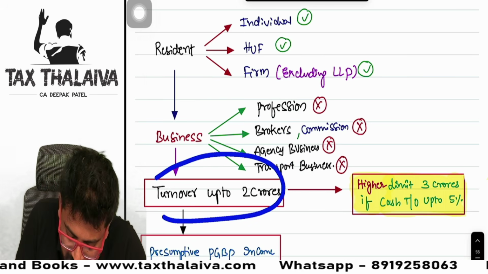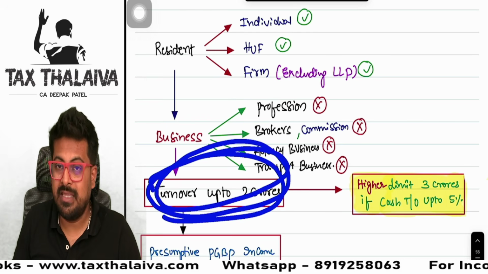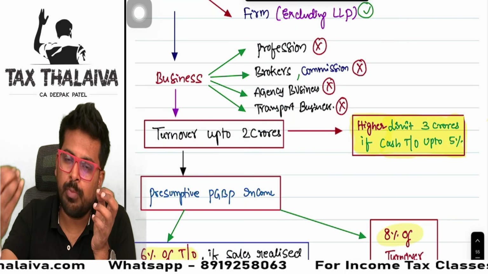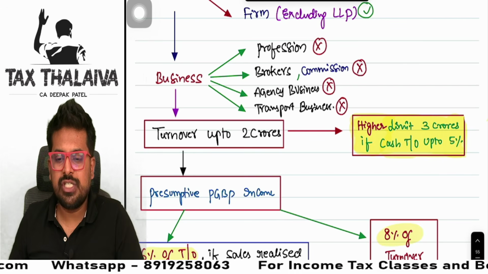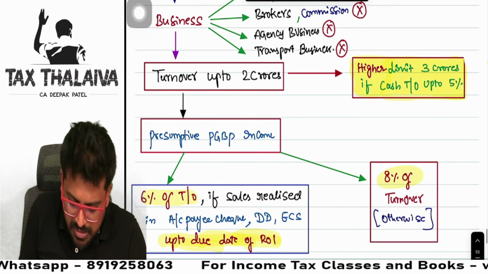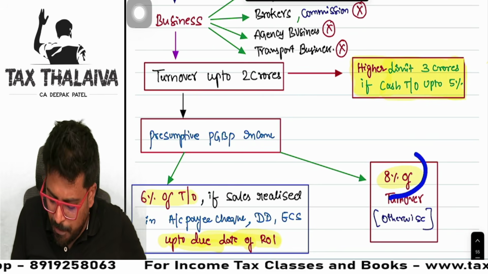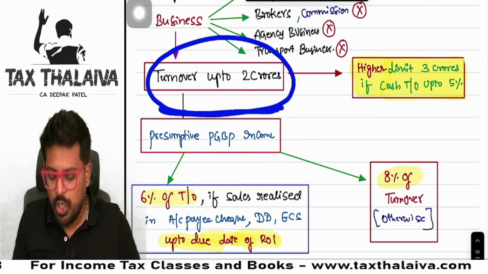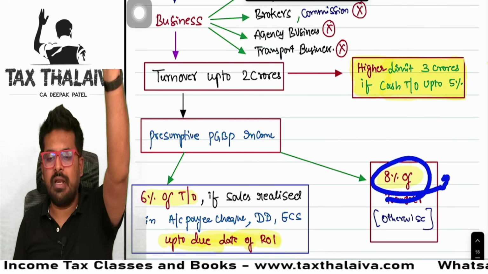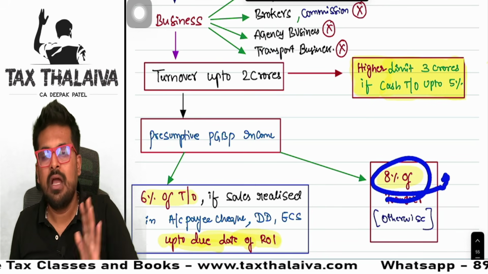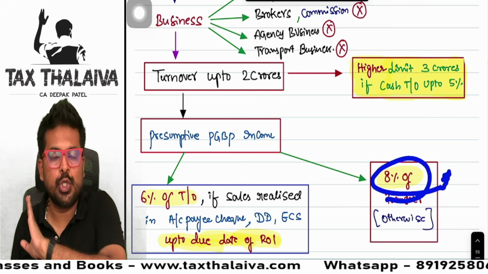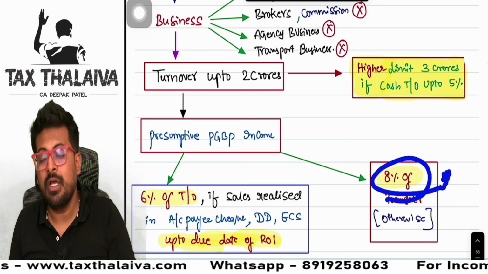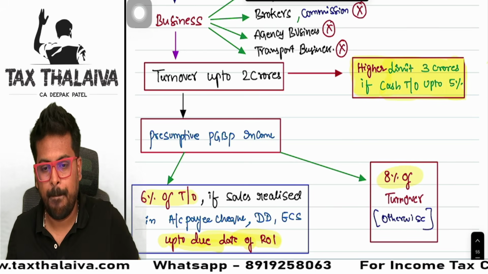And if your turnover is up to 2 crore rupees, then you know what? Government says you don't maintain any books of accounts. You don't get your books of accounts audited, nothing. You just offer me either 6% of turnover or 8% of turnover, enough. If your turnover is up to 2 crore rupees, you offer me 8% of your turnover as your profit. Under the PGBP head, I will not ask you for books of accounts. I will not ask you to get your books of accounts audited. I will presume that 8% is your profit. That's all.